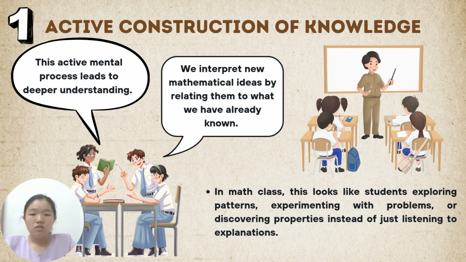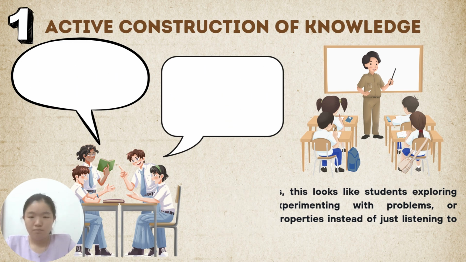Students interpret new mathematical ideas by relating them to what they already know. This active mental process will make them understand the concept more deeply. For example, in maths class, this looks like students exploring patterns, experimenting with problems, or discovering properties instead of just listening to the teacher's explanation.